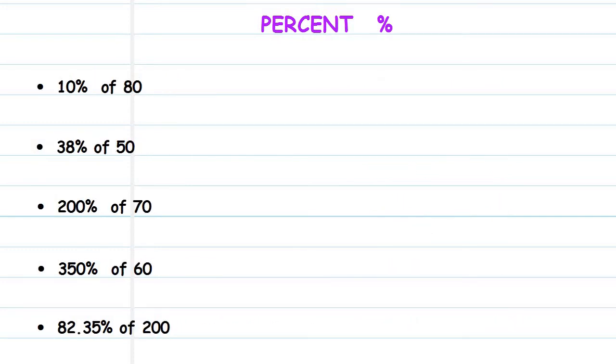Now we will be looking at percent of. Let's start with 10% of 80. 10% means 10 divided by 100. Of means multiply, and 80 means 80. And we can simplify this by crossing out the zeros. And we'll be left with 8.